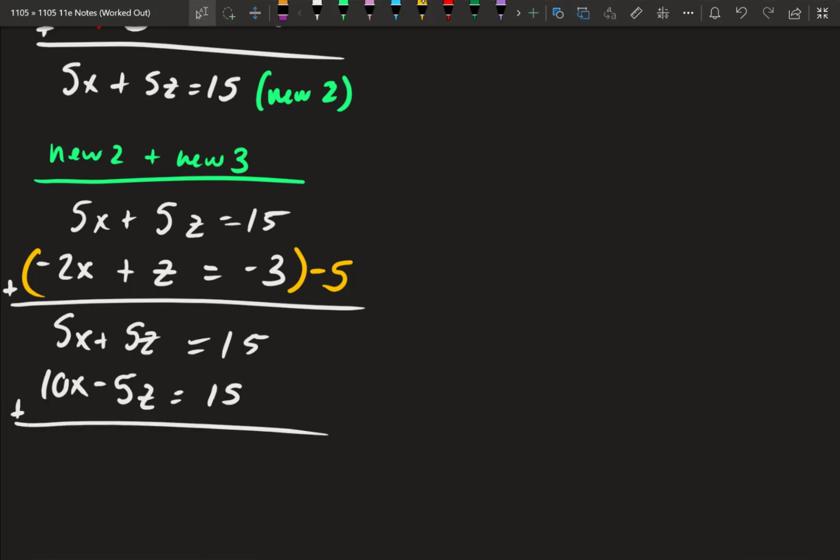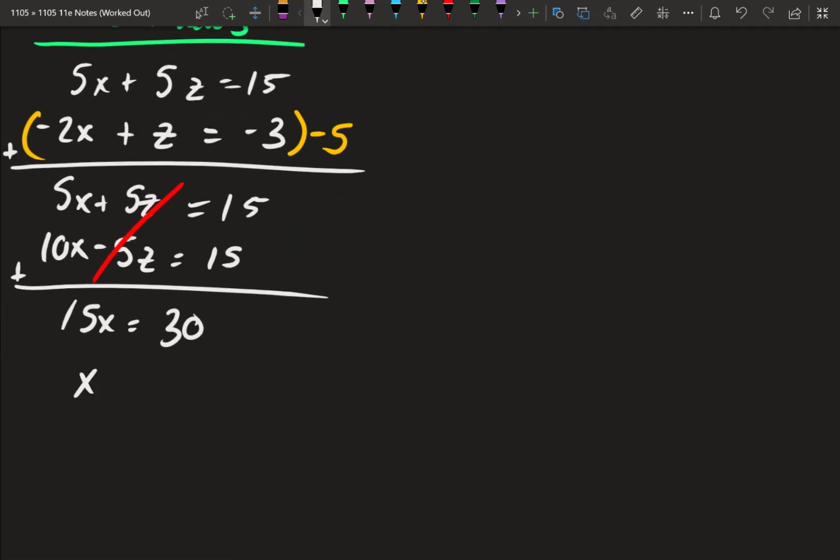We're going to add these. The z's go bye-bye. So we have 10x and 5x is 15x. 15 and 15 is 30. Divide by 15, so we get x equals 2.